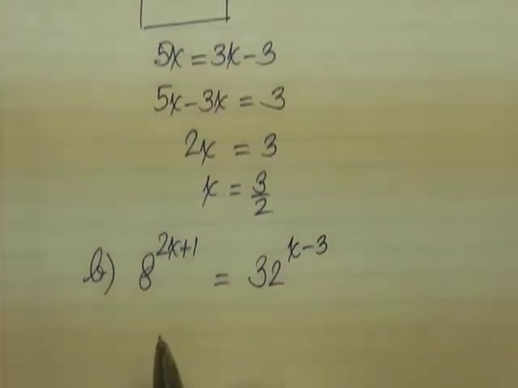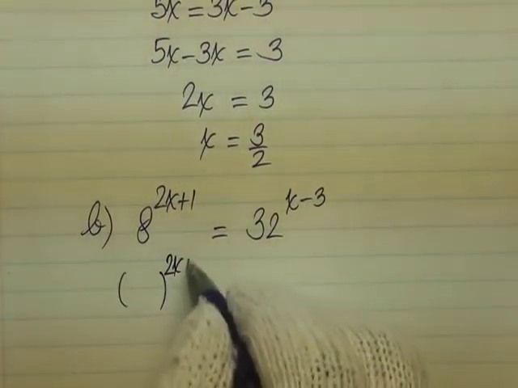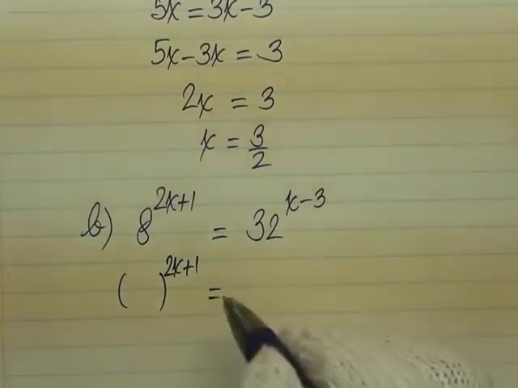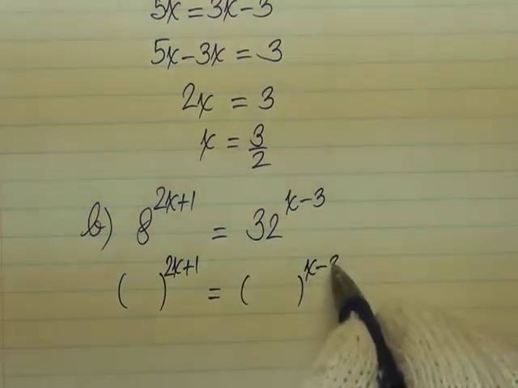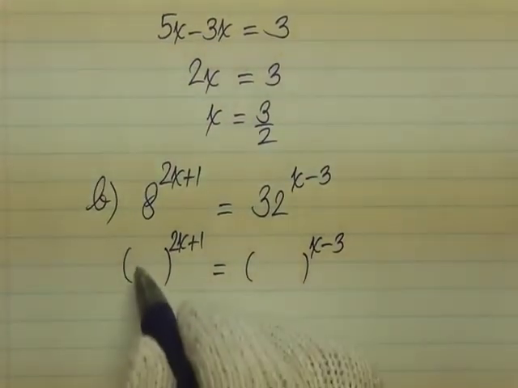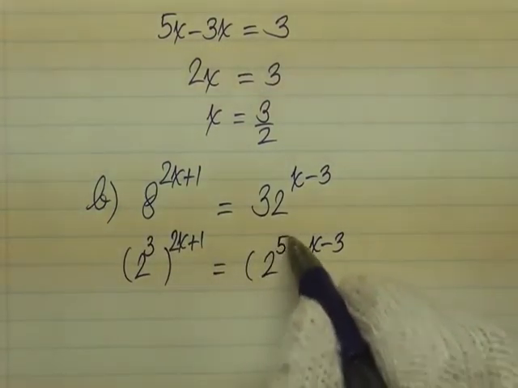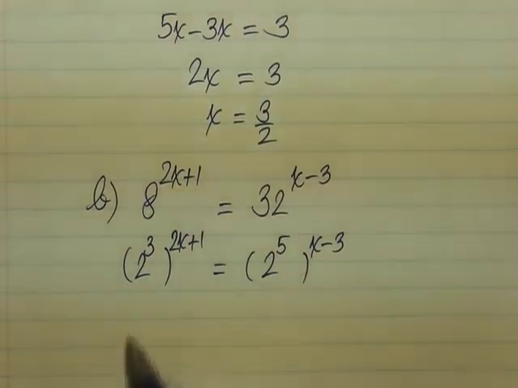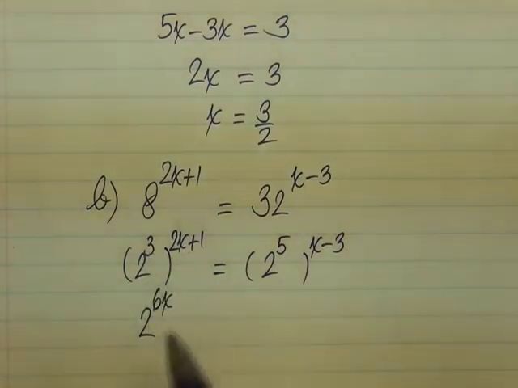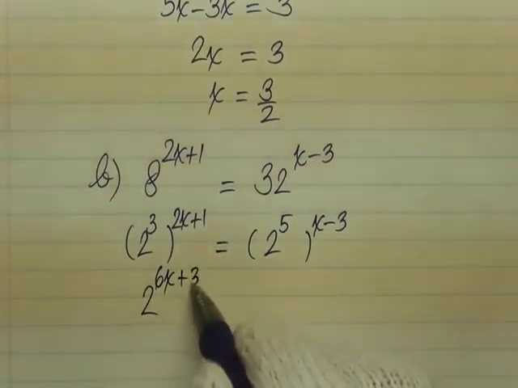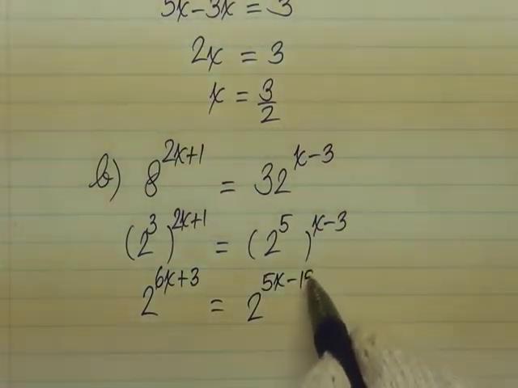As I'm writing 8 and 32, I can recognize that I can write 8 as a power of 2. I can write 32 as a power of 2. 2 to the exponent 3 will give me 8. 2 to the exponent 5 will give me 32. 3 times 2x is 6x. 3 times 1 is 3. 5 times x, 5 times negative 3.